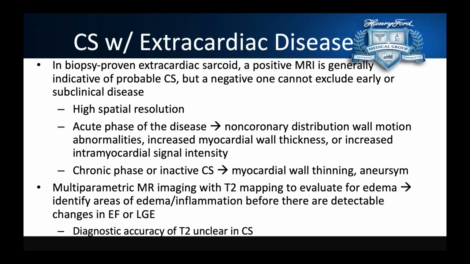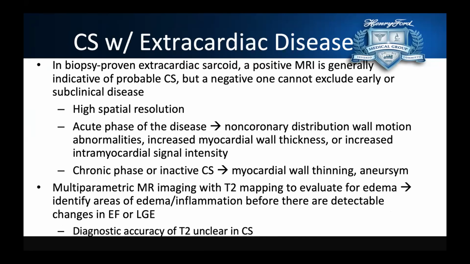Now, how about cardiac sarcoid with extracardiac disease? When you have biopsy-proven extracardiac sarcoid, a positive cardiac MRI is generally indicative of probable cardiac sarcoid, but a negative one cannot exclude earlier subclinical disease. The advantage of cardiac MR is that it offers high spatial resolution. You can have a detailed assessment of your LV and RV, or your left and right ventricle. You can see detection of edema, perfusion defects, perhaps a myocardial scar.